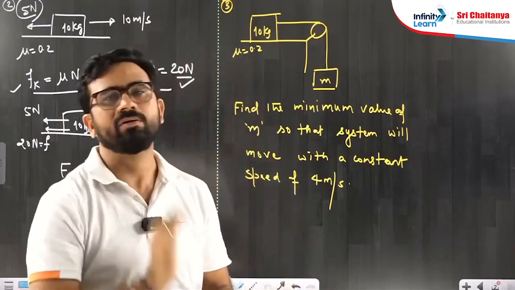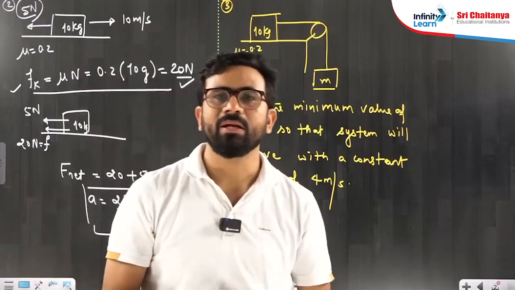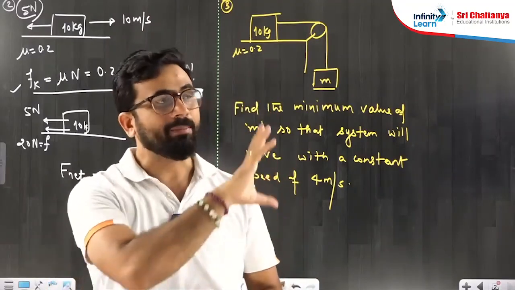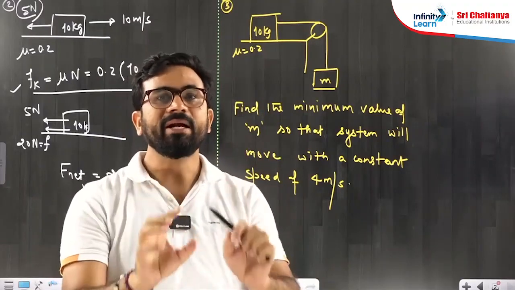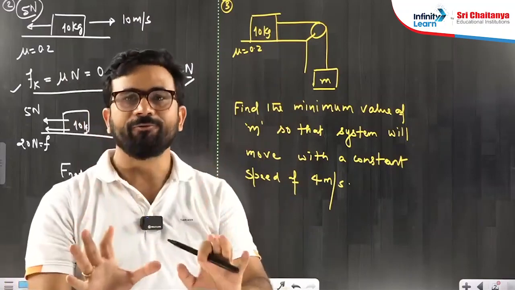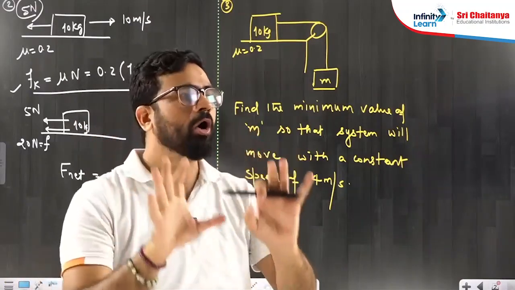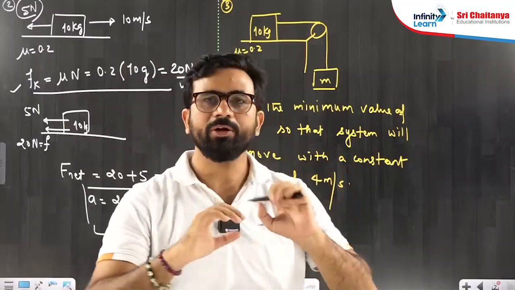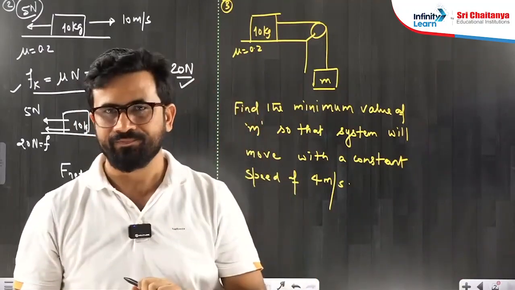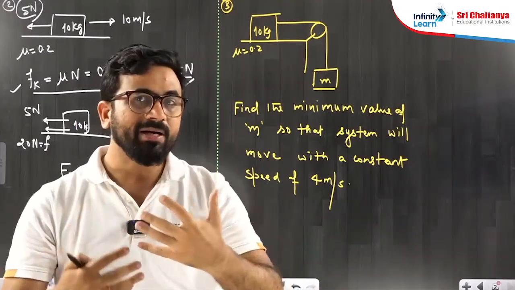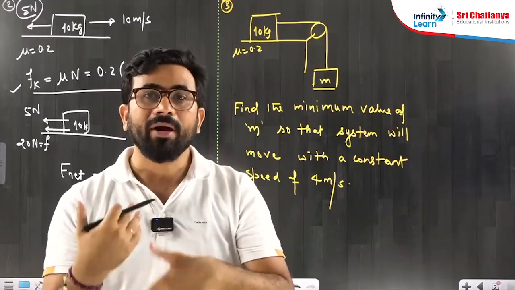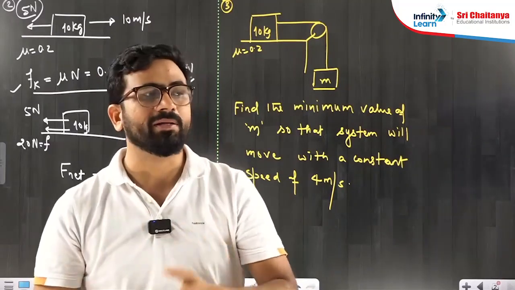Velocity or speed is constant. If speed is constant, that means the acceleration is equal to 0. That means the net force acting on both blocks should be equal to 0, because speed is constant. What the value is doesn't matter. Don't worry about it. The very important thing is we have to find what the force should be, and how we can calculate the mass from it.